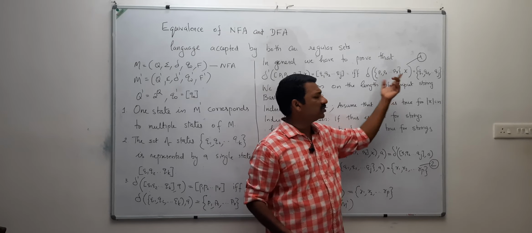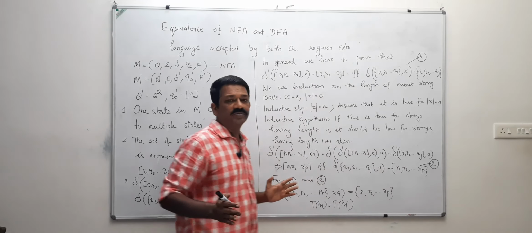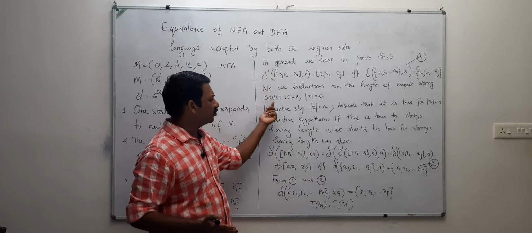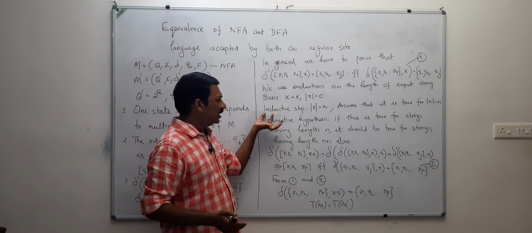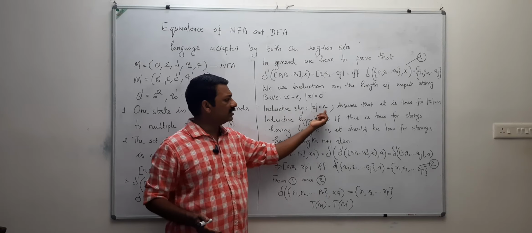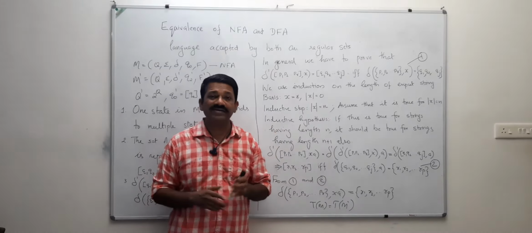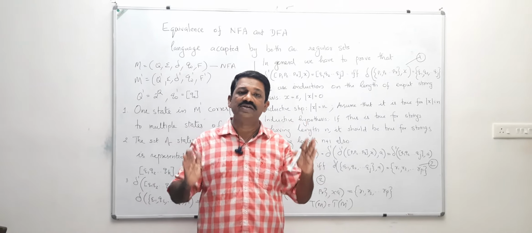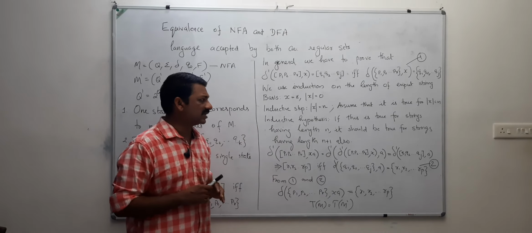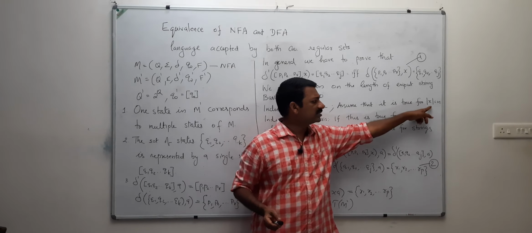Up to PR on epsilon is P1, P2, etc. up to PR on epsilon. Hence, this is true for the basis. Then, in the inductive step, we assume that this is true for modulus of x equal to n. That means the length of the input string is equal to n. That is the assumption: assume that it is true for modulus of x is equal to n.